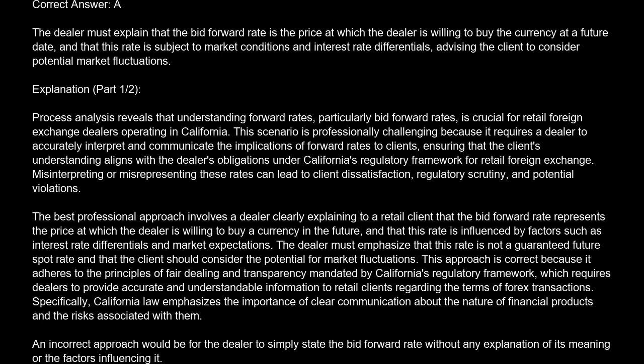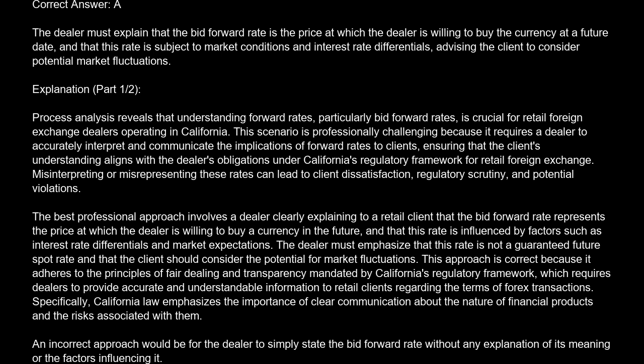The best professional approach involves a dealer clearly explaining to a retail client that the bid forward rate represents the price at which the dealer is willing to buy a currency in the future, and that this rate is influenced by factors such as interest rate differentials and market expectations. The dealer must emphasize that this rate is not a guaranteed future spot rate, and that the client should consider the potential for market fluctuations.